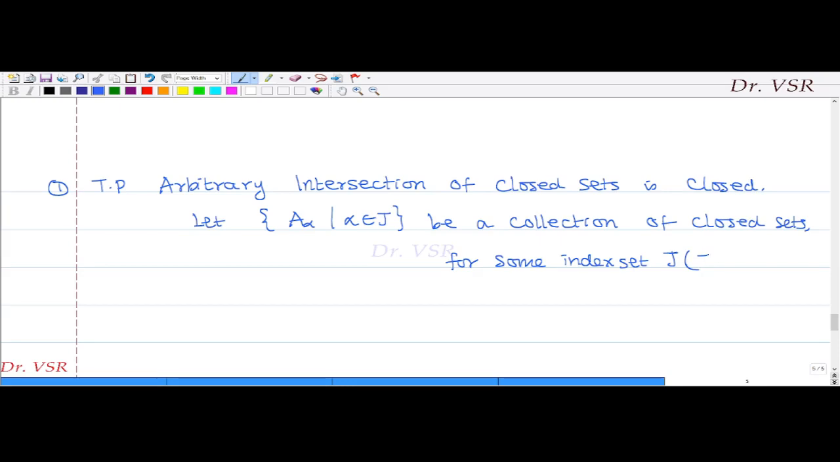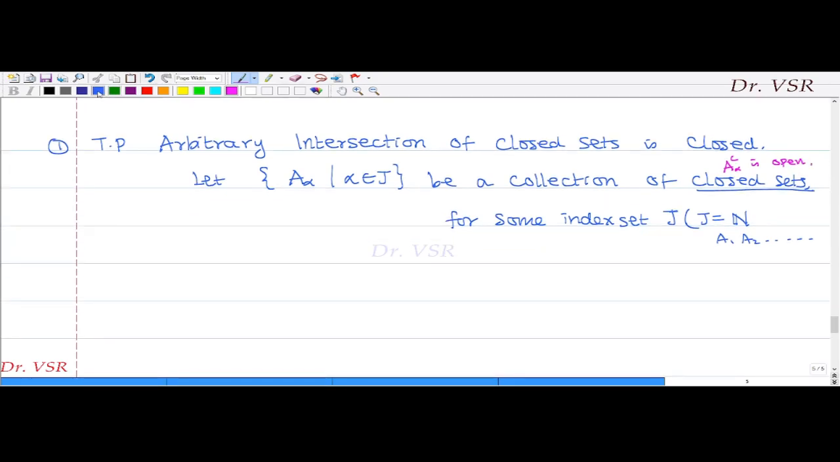That means 1, 2, 3, so A1, A2 and so on. For each element in N, I have an A_alpha. So since this is a collection of closed sets, A_alpha complement is open. Now what am I going to prove? I call A equal to the intersection of all A_alpha, where alpha belongs to J, and I will prove that it is closed. An arbitrary intersection of closed sets is closed.